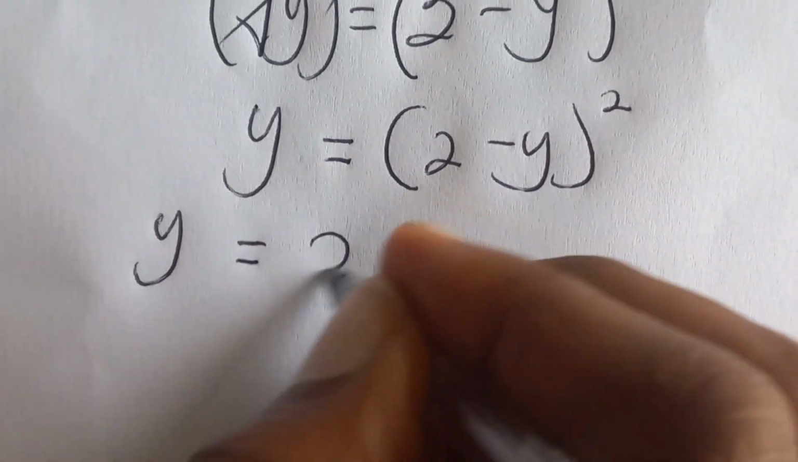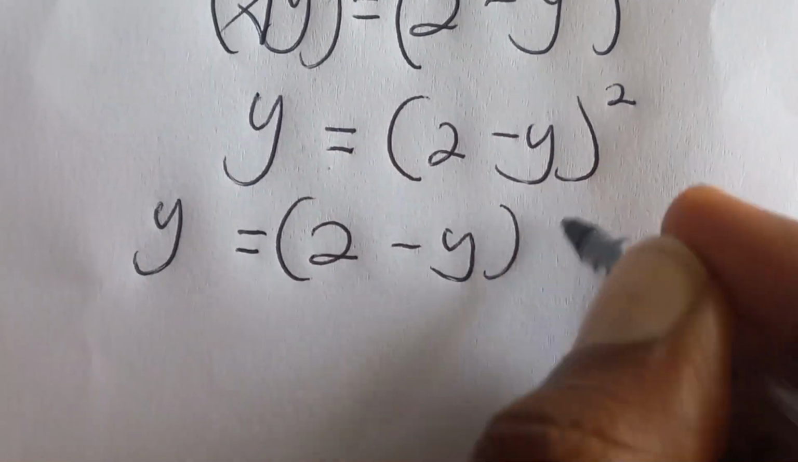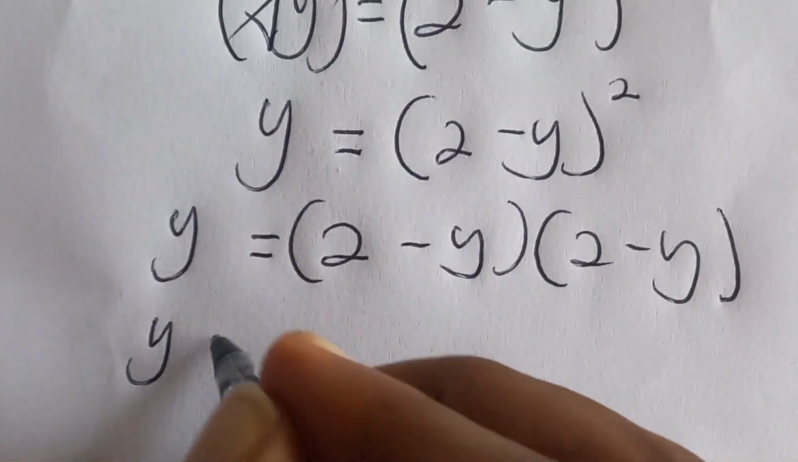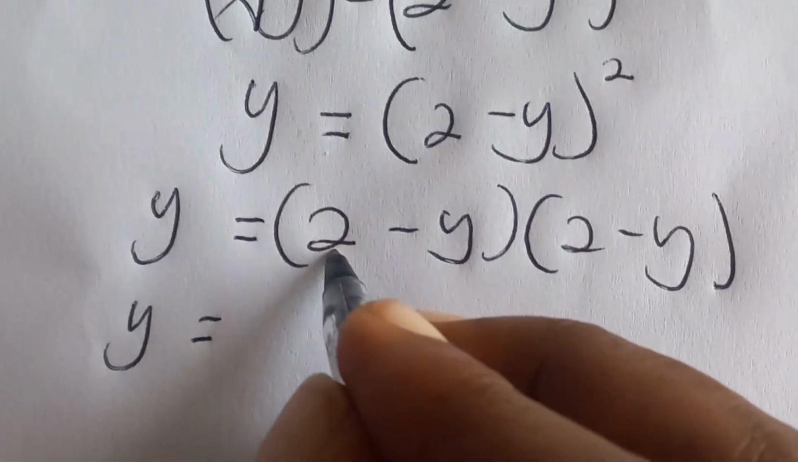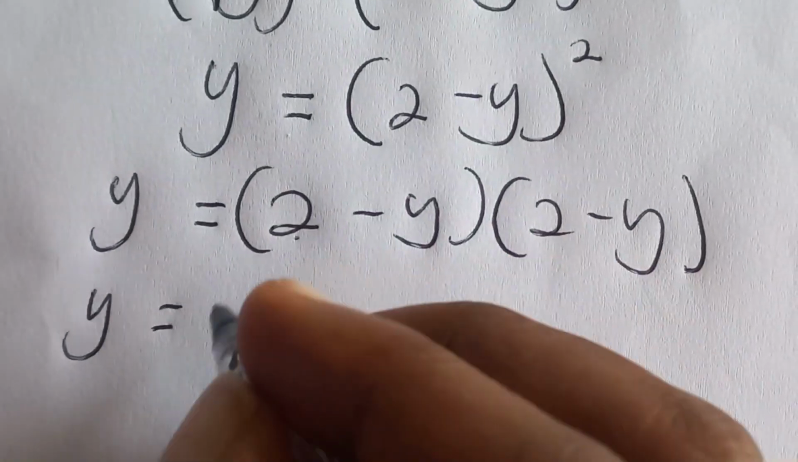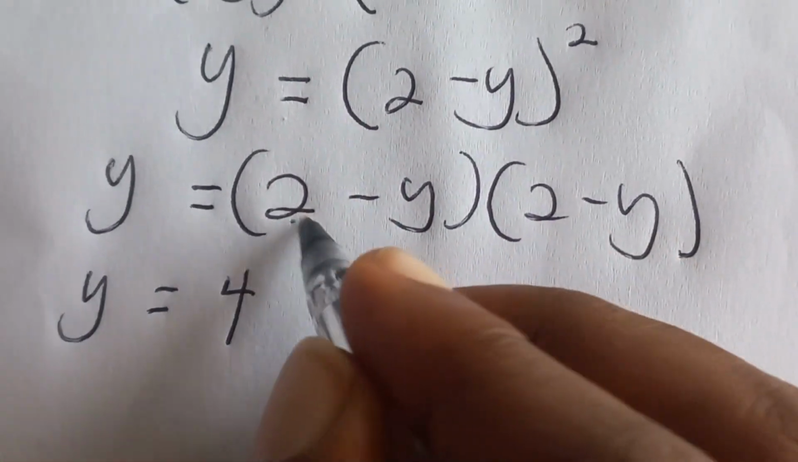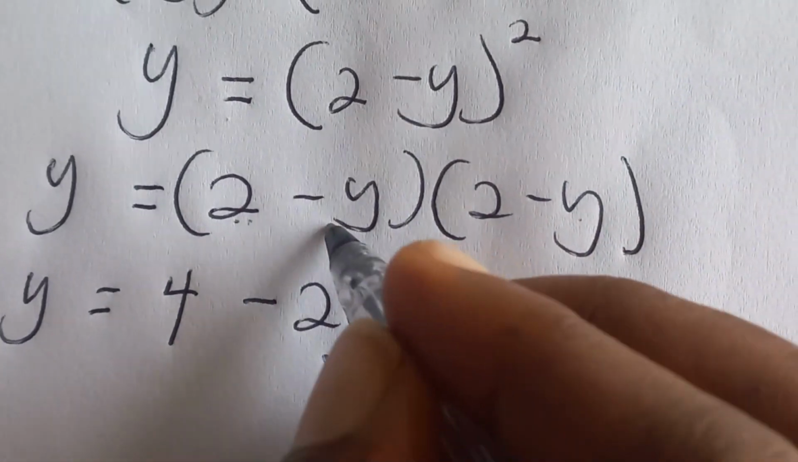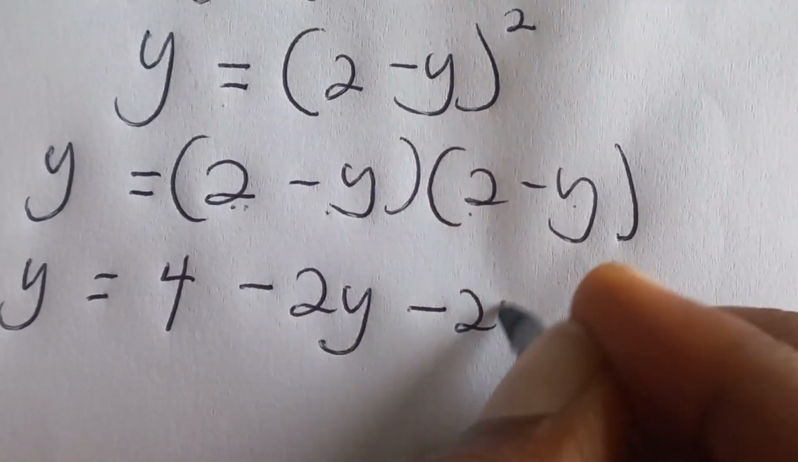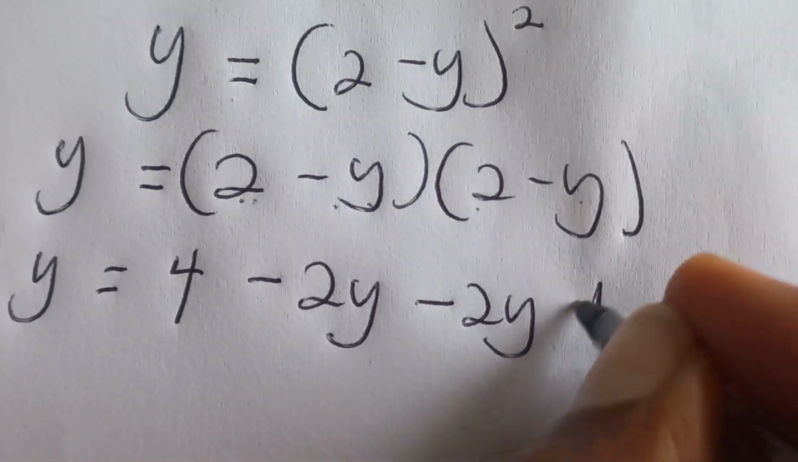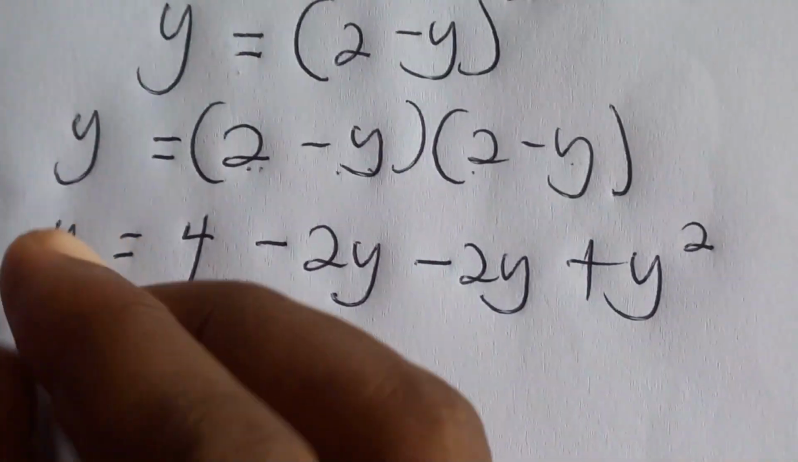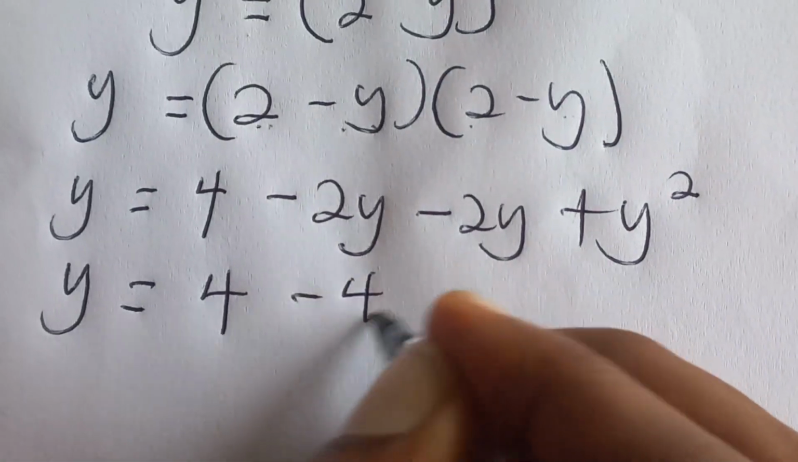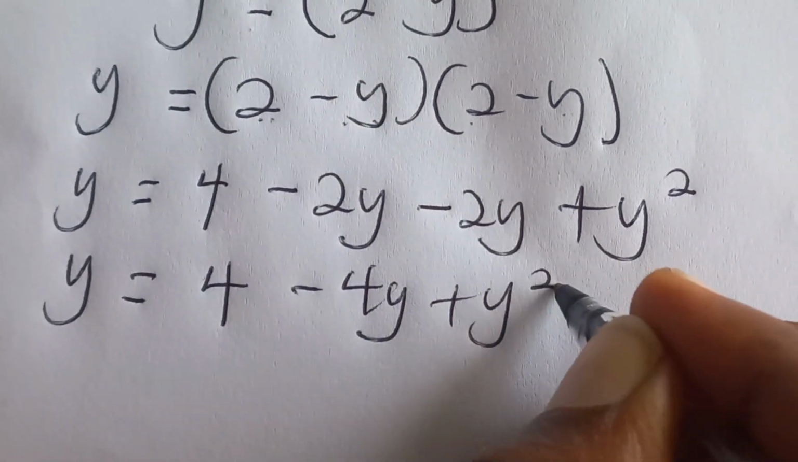We can rewrite it as (2 minus y)(2 minus y). So our y is equal to 2 times 2, we are getting 4. Then 2 times y, which is negative 2y. And then y times 2 is negative 2y. y times y, we are getting plus y squared. To simplify this, I'm going to get 4 minus 4y plus y squared.